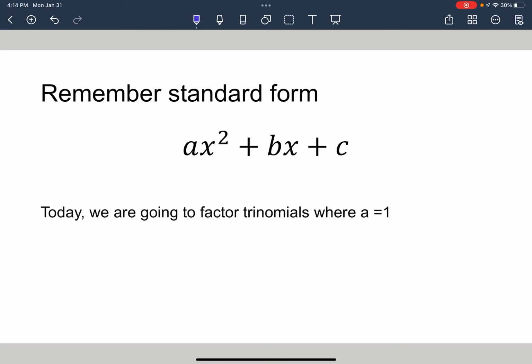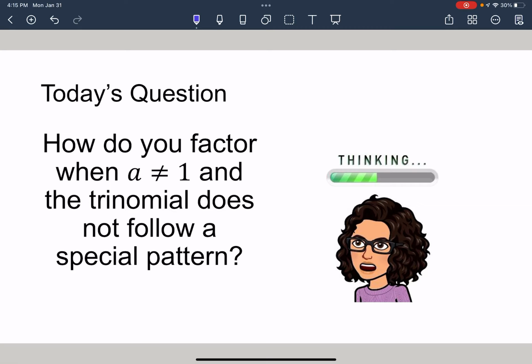So remember, we talked about trinomials being in standard form. Last week we talked about trinomials where a equals 1, so there was no number in front of x squared. But this week we're going to be talking about trinomials where a does not equal 1. And so we're going to be using a little bit different method than we talked about last week. So how do you factor when a does not equal 1 and the trinomial is not a special pattern? That's going to be the question for today.